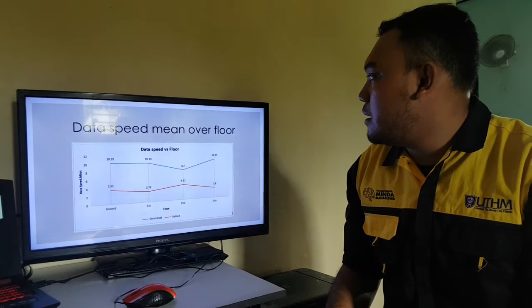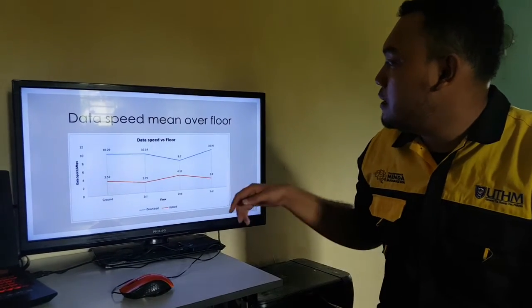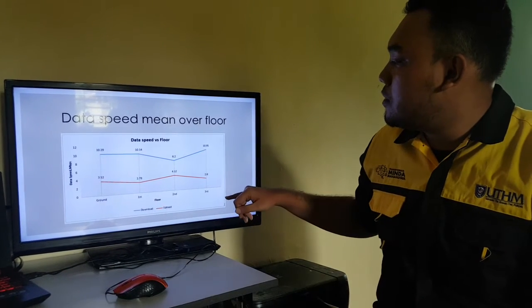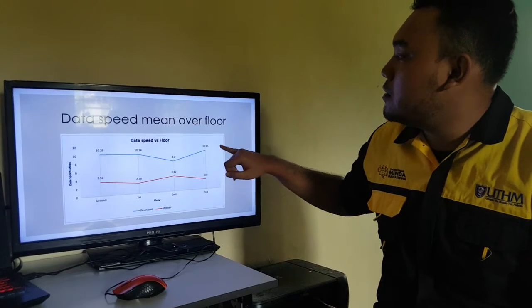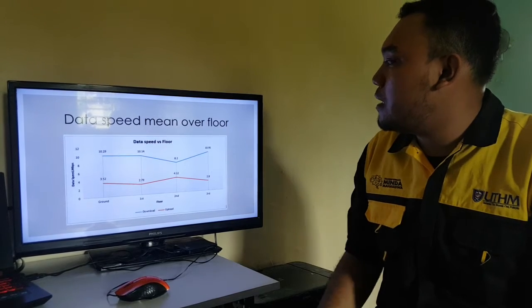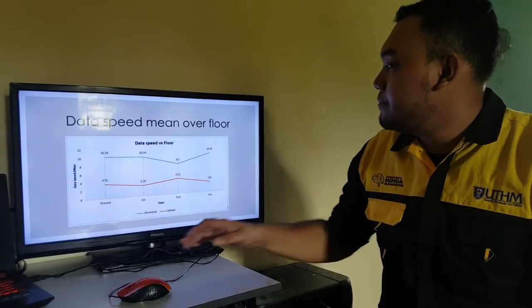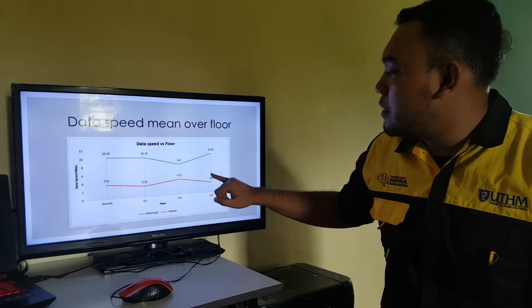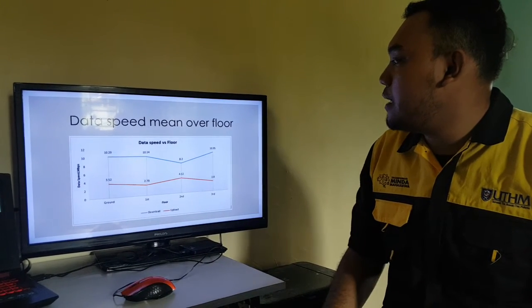The fastest speed was on the third floor, where we got 10.95 Mbps. But the upload speed dropped on the third floor, to 2.8.